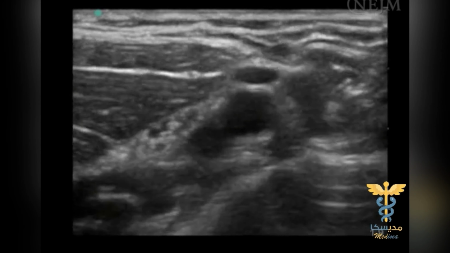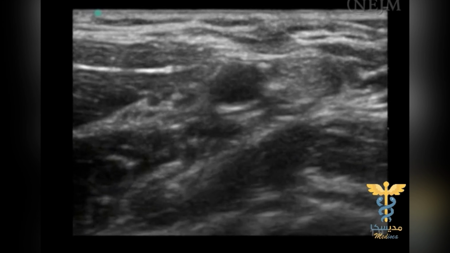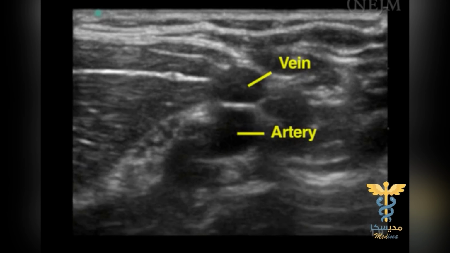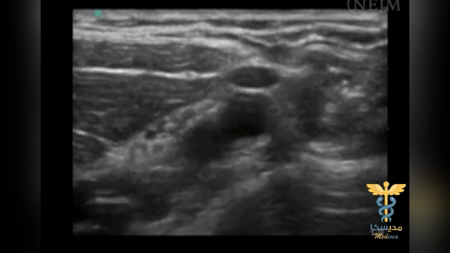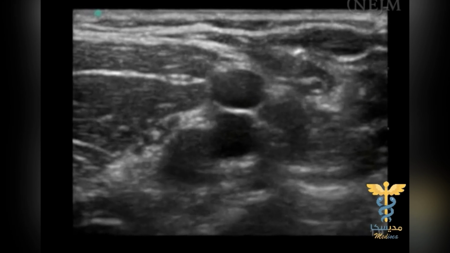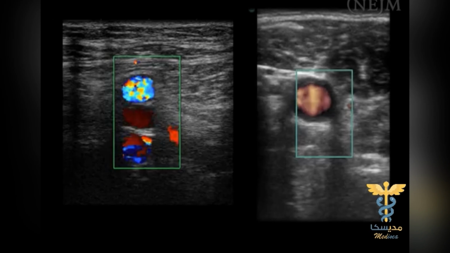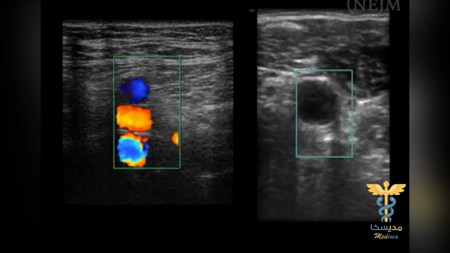In transverse images, the veins and arteries appear as circular structures. Veins are thin-walled and compressible. Arteries have thicker walls, are not compressible, and have visible pulsations. The easiest way to differentiate veins from arteries and ensure vessel patency is by simple compression. Using Doppler ultrasound is more difficult and unnecessary.